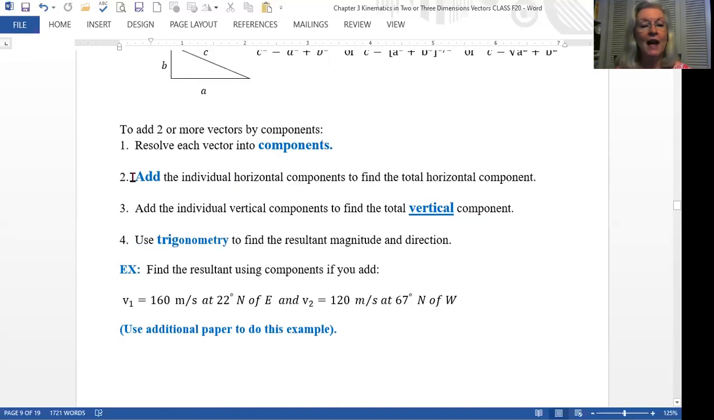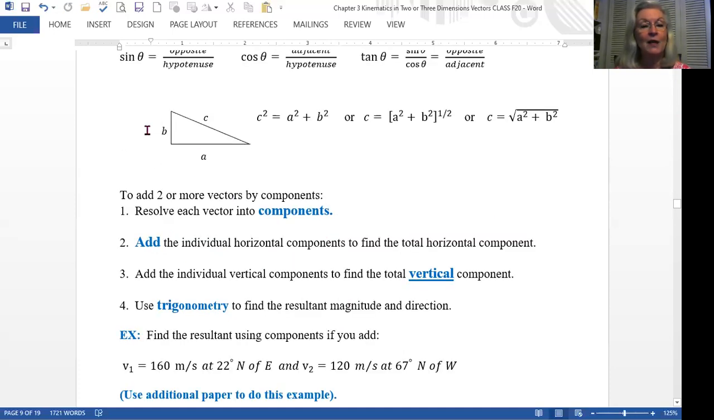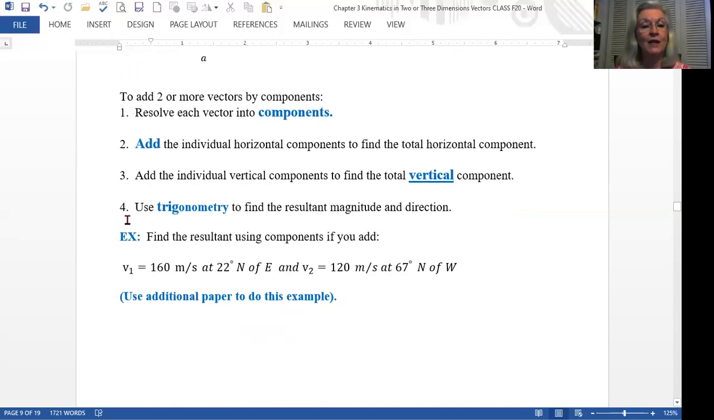Then you add the individual horizontal components to find the total horizontal. And then you add the individual vertical components to find the total vertical. And then we use trig to find the resultant. Again, if you know A and B, you can find C. So we're going to take the little parts to make the A and B for the big triangle, and then use trig to come up with the magnitude and the direction. So we'll need to know how big and which way.